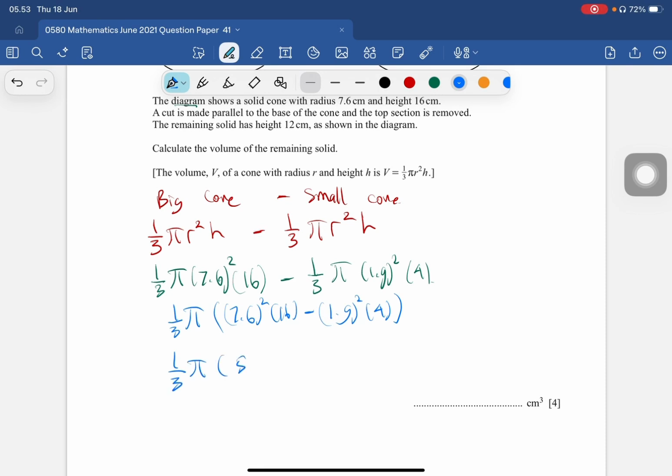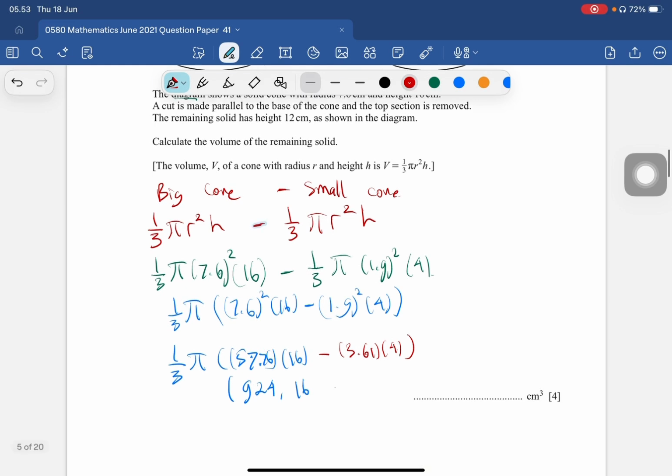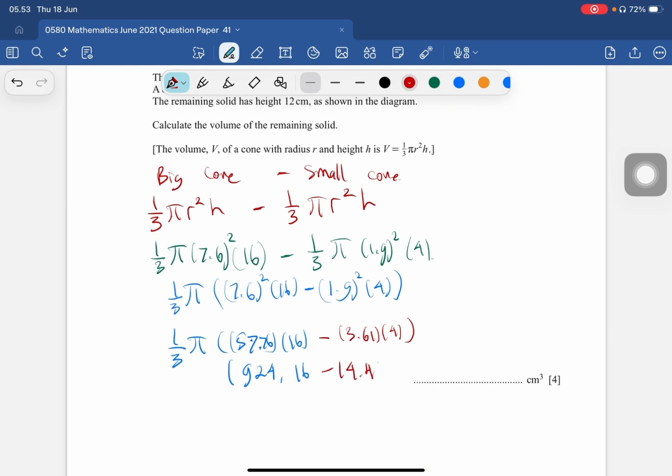This is 557.76. We have to multiply by 16, so we got 924.16. Here we minus it by 1.9 squared, which is 3.61. We multiply it by 4, so this is 14.44. Okay, so 924.16 we minus by 14.44.